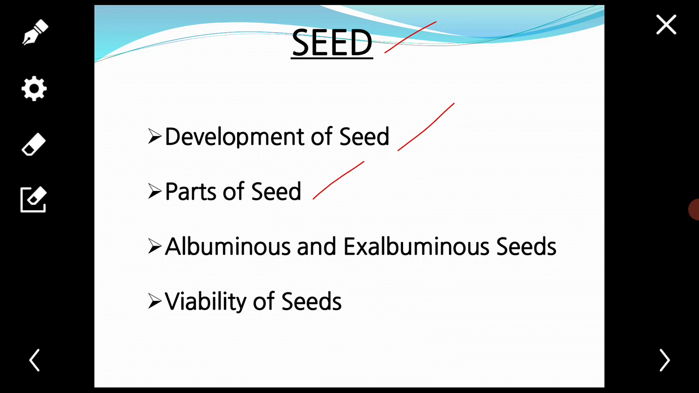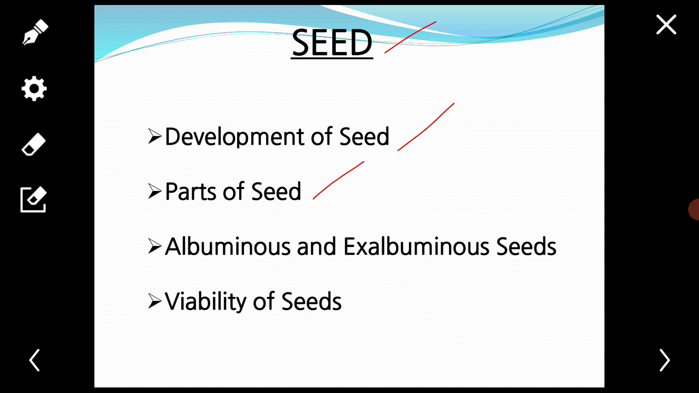Sometimes the tegmen remains fused with the testa. The outer surface of the seed shows a scar or mark of attachment with the seed stalk. It is called the hilum.